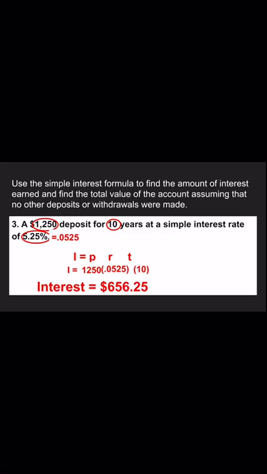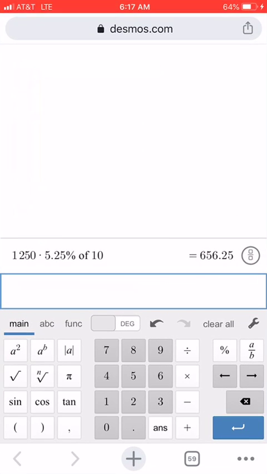$656.25. Now, I want to know how much total I have. Well, to find the total, I have to start out first with my principal. What was my principal? What was the original money I had? $1,250. Then I must add that with my interest, whatever I earned. What did I earn? $656.25. So those 2 numbers, 1,250 plus 656.25.